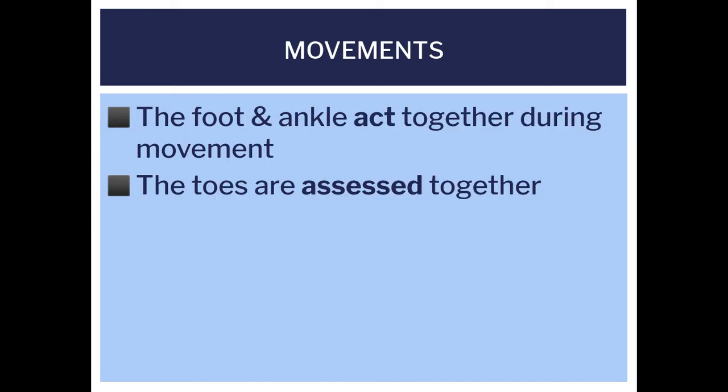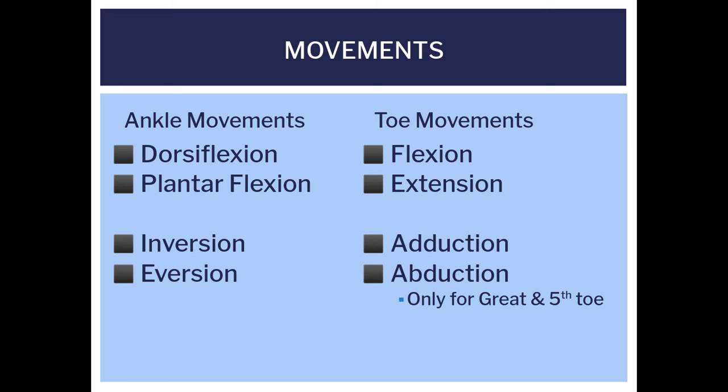And again, foot and ankle act together during movement. Toes are assessed together as well. So it's very difficult. You can try it now, but your toes pretty much work together. It's really hard to isolate one toe and have it straighten. Your big toe, that's easier. But if we're talking about phalanges 2 through 5, it's going to be really difficult to have them try to do something different than the other toes.